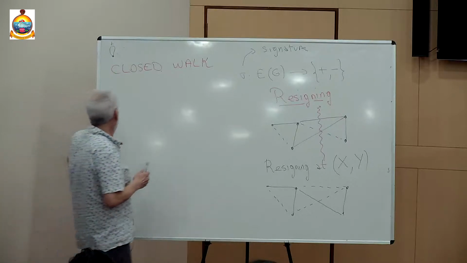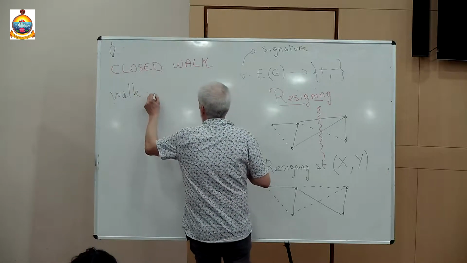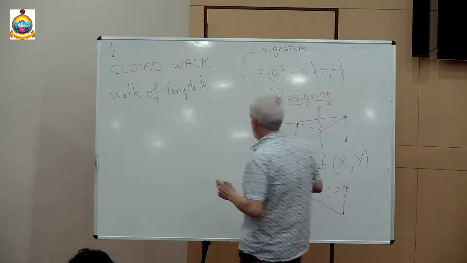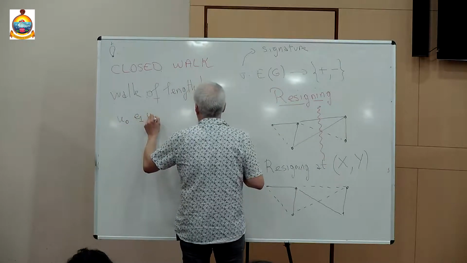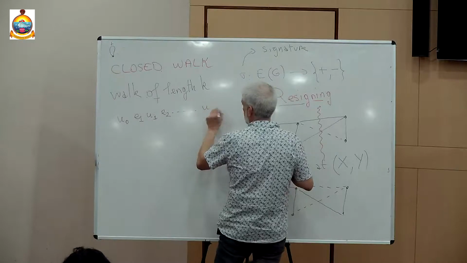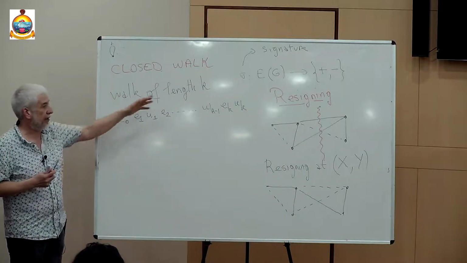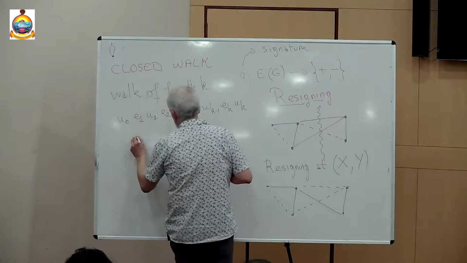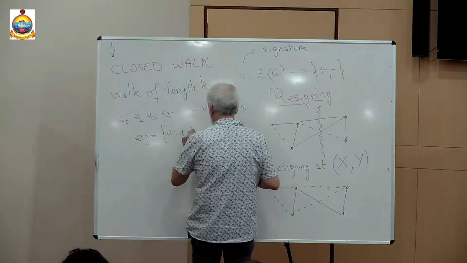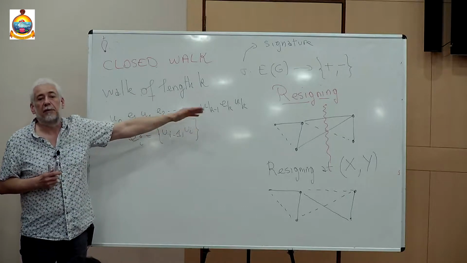So what is a walk first? A walk in a signed graph, but in a graph in general also, is just a sequence. A walk of length k. The length will be the number of edges in the walk. So this is a sequence u0, e1, u1, e2, and so on, up to u_{k-1}, e_k, u_k. So u0, u1, and so on are vertices, e1 and so on are edges. And of course, if you consider the edge e_i, it goes from u_{i-1} to u_i. So we are just working in the graph, but we use this notation because of parallel edges.